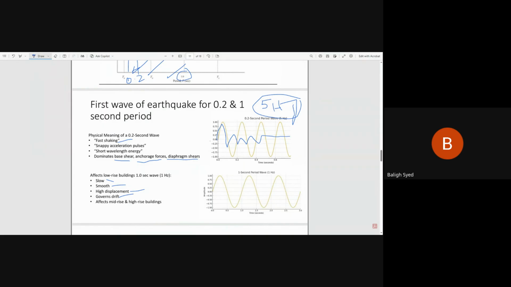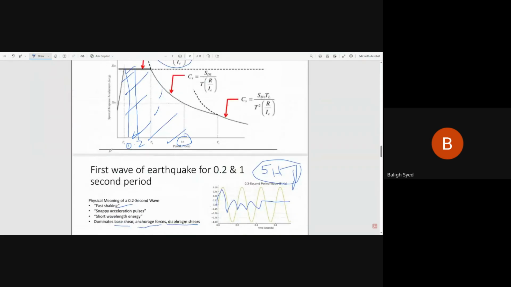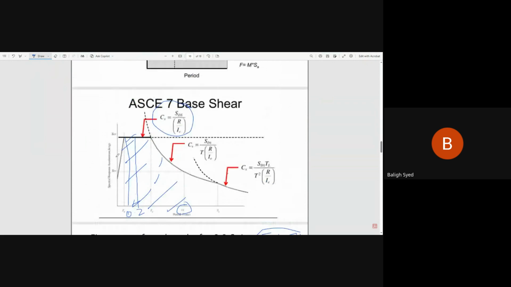Your heart and your mind should start sensing it, should start feeling it, right? Makes sense what I'm trying to say? And you can see why the 0.2 second and then 1 second is so critical, why the constant acceleration zone is critical, why the constant velocity zone is critical, why the constant displacement zone is critical.